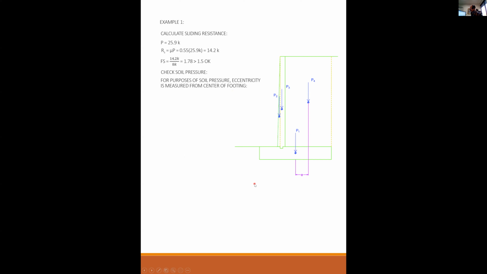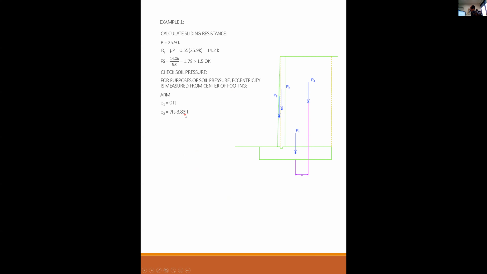And finally, let's check our soil pressure. For the purposes of soil pressure, the eccentricity is measured from the center of the footing. Okay, so each one of these 4 elements is measured from the center of the footing, because what we're doing is a P over A plus or minus MY over I check. The arm for the foundation is 0. It's right in the center of the foundation.